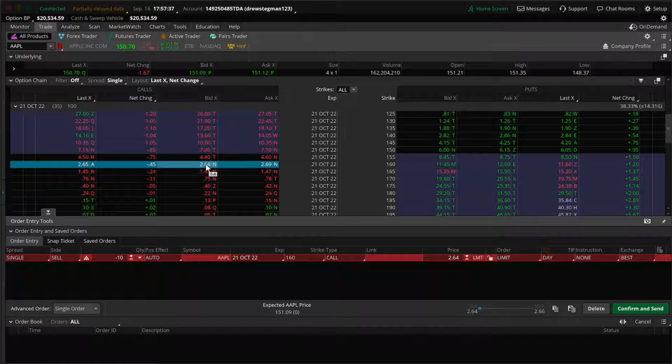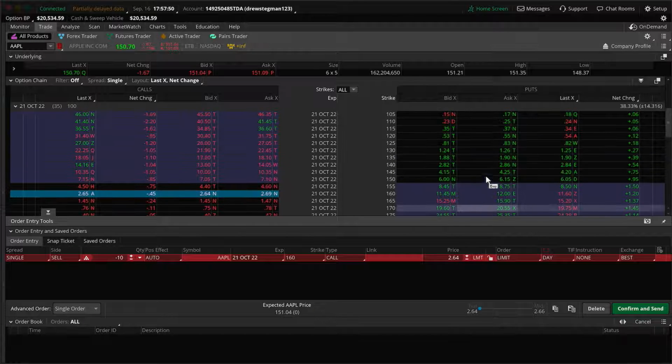You hit the bid to sell to open a contract, and then you get the premium, and that's the maximum upside. For example, if you bought the stock right now and you sold the 160 strike, you're looking at $264 in premium. Now, for a cash secured put, let's take a look at Apple's chart and I'll show you what's going on.